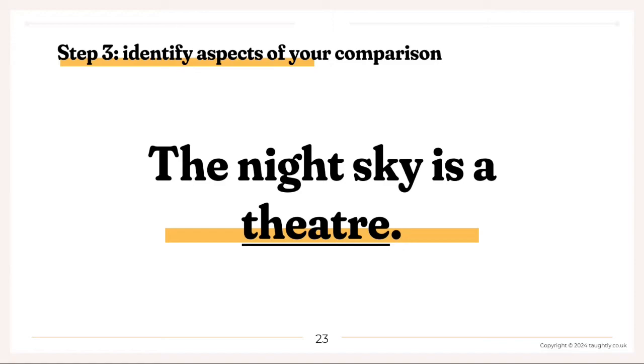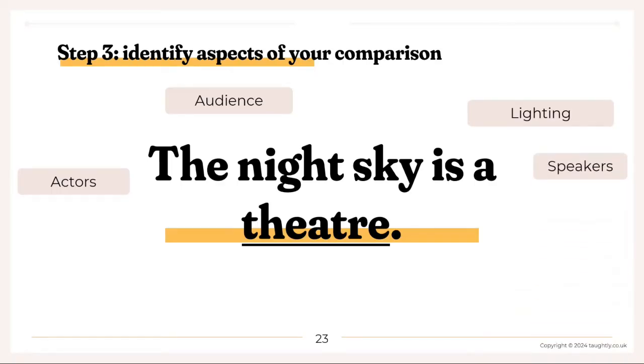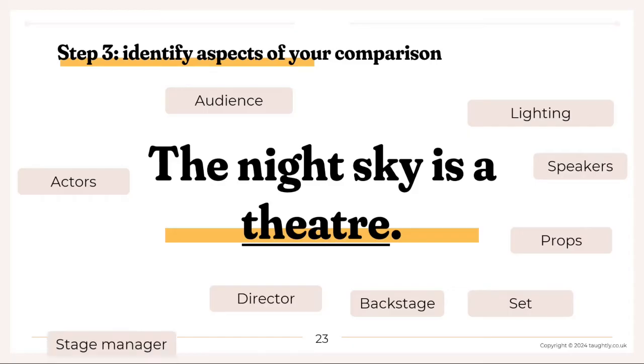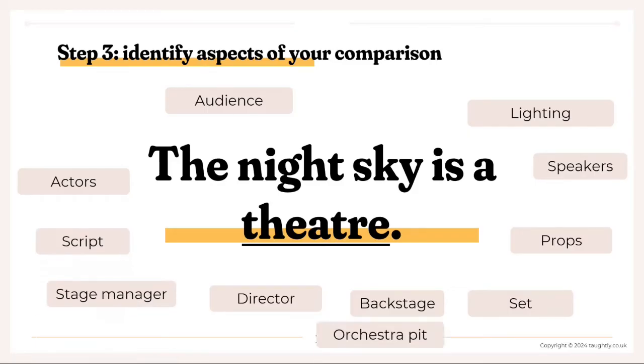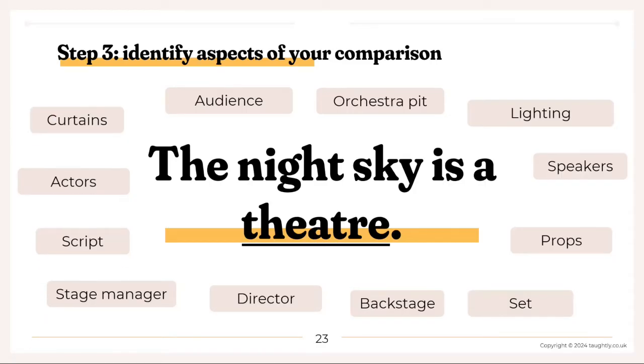Now, if you're doing theatre, these are some of the things you could have written about: the audience, actors, the lighting, the speakers, the props, the set, the backstage, director, a stage manager, the script, the orchestra pit where the instruments play just below the stage, and curtains.